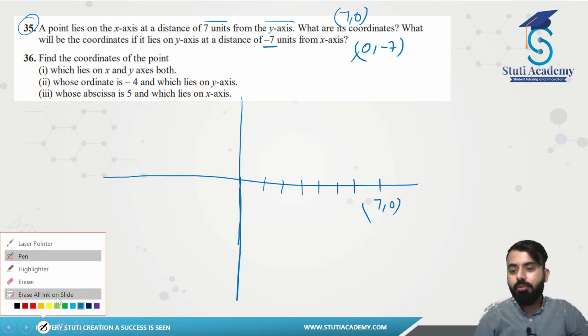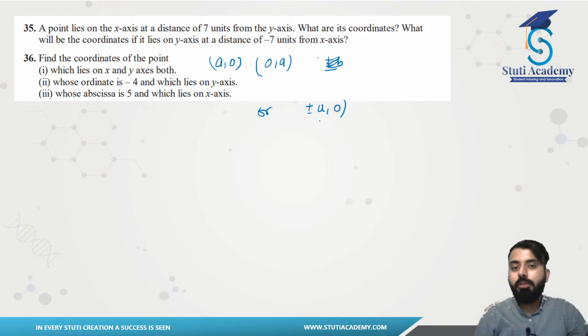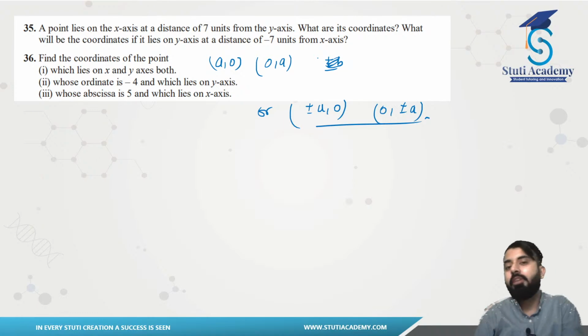Now we have the 36th question. See, which lies on the x-axis and y-axis both, I have to write the coordinates of a point. Now, if a point lies on the x-axis, it will be a, 0, and if a point lies on the y-axis, it will be 0, a. Let's write them like this: positive and negative a, 0, and 0, positive and negative a. So this can happen also. You can write positive and negative because we do have a negative x and negative y also. It cannot always be positive, it can be negative.